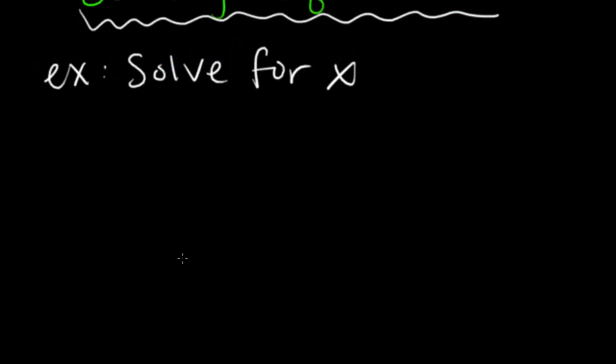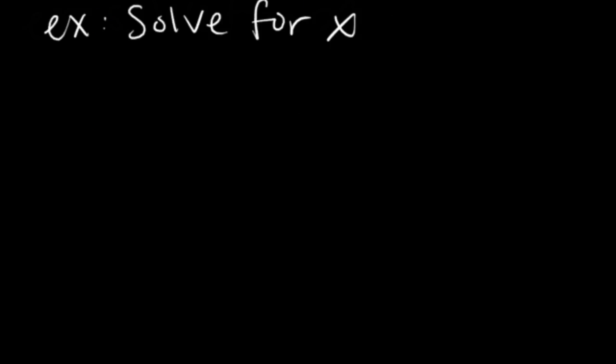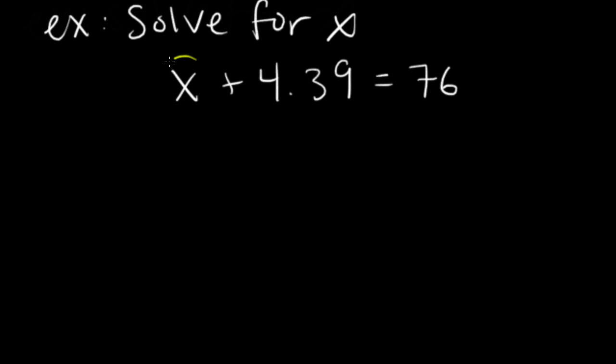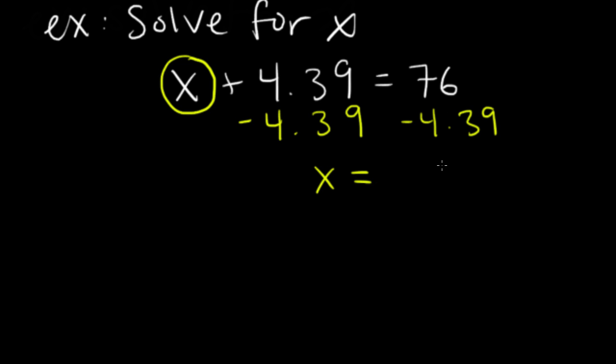Alright, so let's begin. Our first example is going to be x plus 4.39 equals 76. Now what we're going to want to do is leave x on the left by itself. So in order to do that, we're going to have to subtract 4.39 on both sides. So our final answer is x equals 71.61. Let me just box this up.